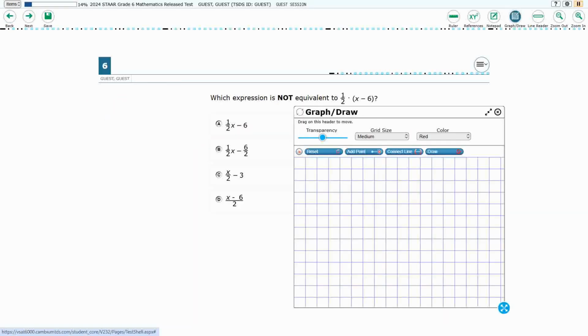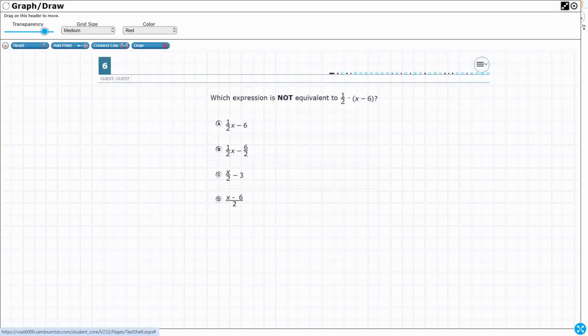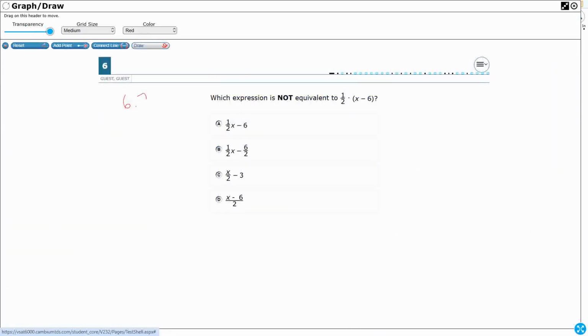For number 6, we are looking at the properties of operations. This is standard 6.7d. And we simply need to find the expression that is not equivalent to 1/2 times x minus 6. So that means 3 are going to be equivalent, and one of them is not going to be equivalent. So this is really looking at the distributive property, because when you have this term on the outside, 1/2 times, and they don't even need that dot right there. They could just show it like this. Then times an expression within the parentheses.